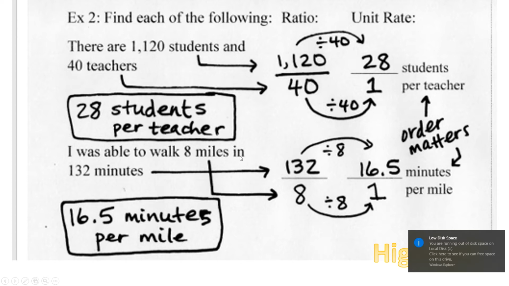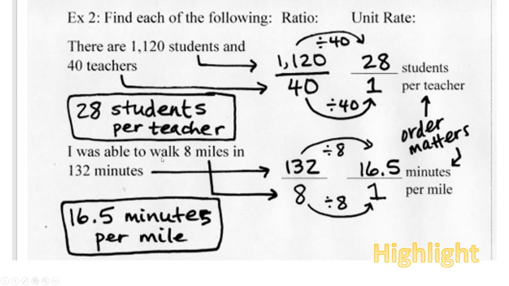Here's the second example for example 2. I was able to walk 8 miles in 132 minutes, and it wants minutes per mile. So therefore, the minutes will go in the numerator because it has to match this. And the number of miles will go in the denominator because that's what we want one of, per 1 mile. So miles go down here.